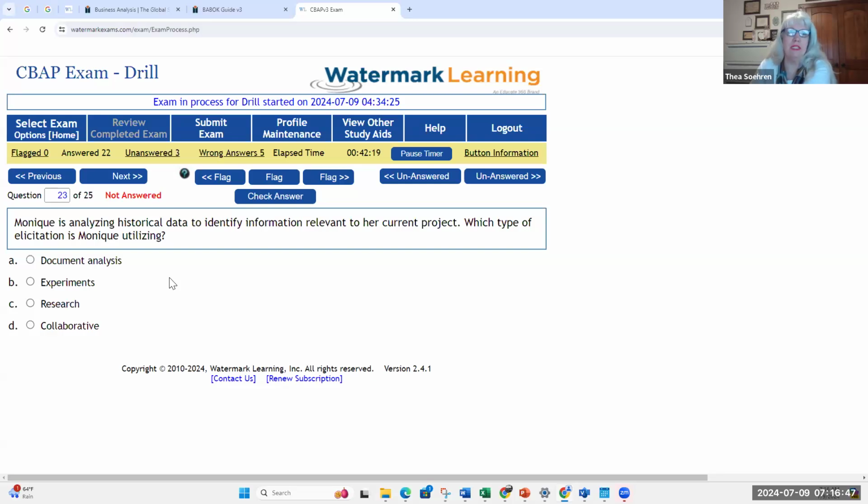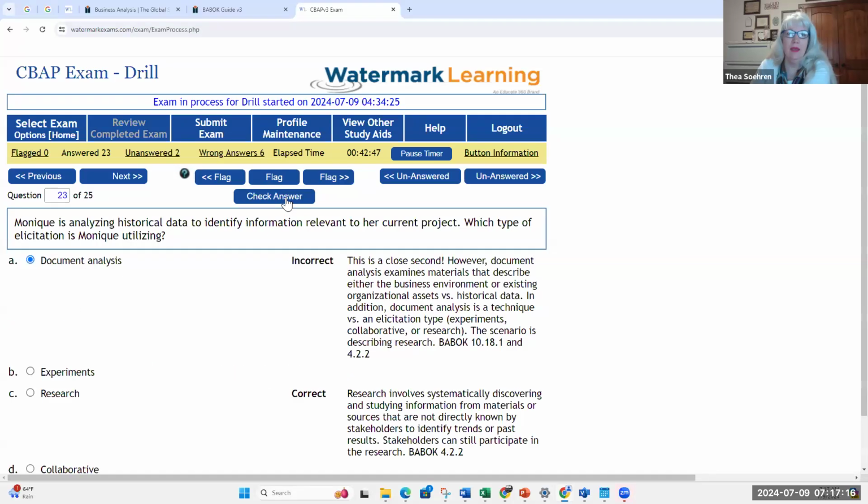Monique is analyzing historical data to identify information relevant to her current project. What type of elicitation is Monique utilizing? Is this document analysis, experiments, research, or collaborative? Hannah says A, document analysis. So does Danielle. Okay, let's go with JC. A. Yeah. Oh, and you are all wrong.